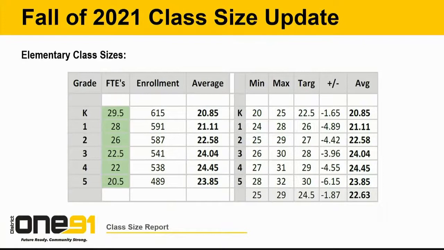The green column under FTEs is what our current FTEs are per grade across the district at this moment. So kindergarten I have 29.5, first grade 28, and you can read through the rest. The enrollment at the time that I put this slide together was 615 students in our kindergarten, all the way down through the numbers. Then you see the class size average. This class size average is based, again, just on the general allocation, okay?